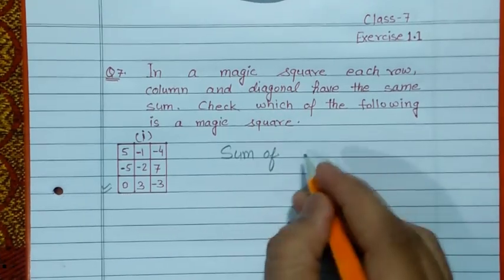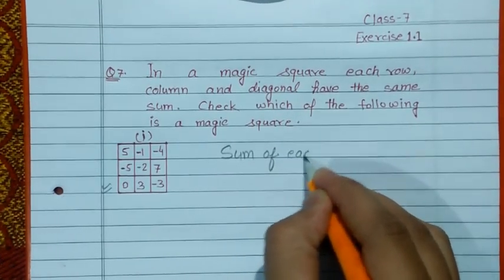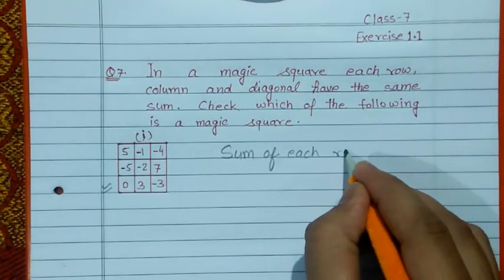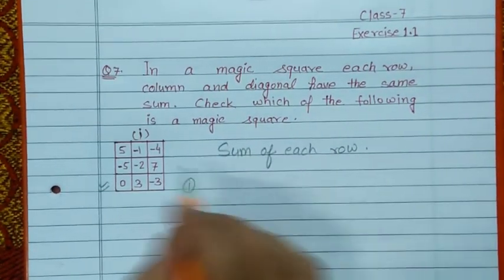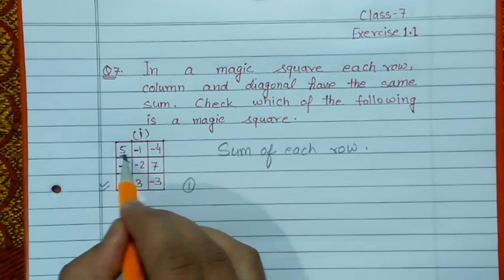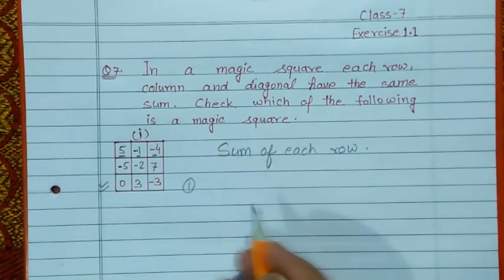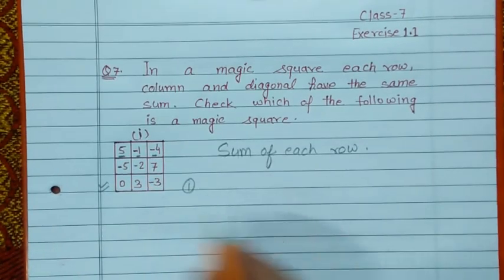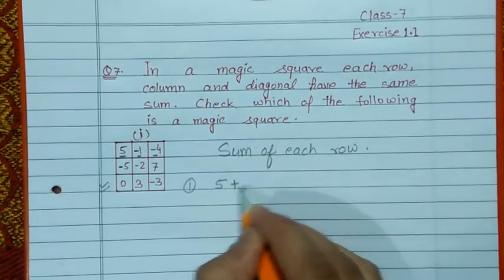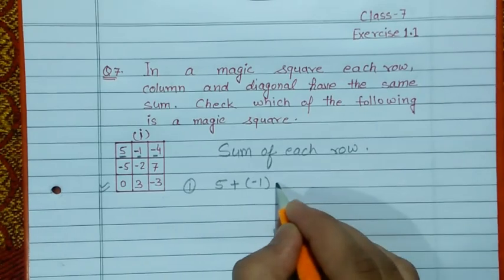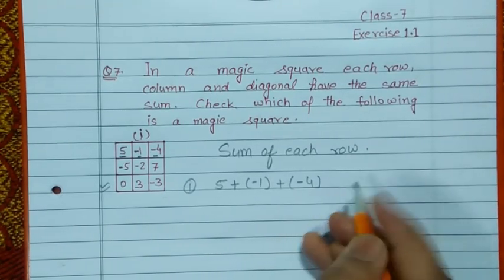Sum of each row. Okay, so we have the first row here. In the first row we can see 5, -1 and -4. We are going to find the sum, so we have to add these integers. 5 plus -1 plus -4.